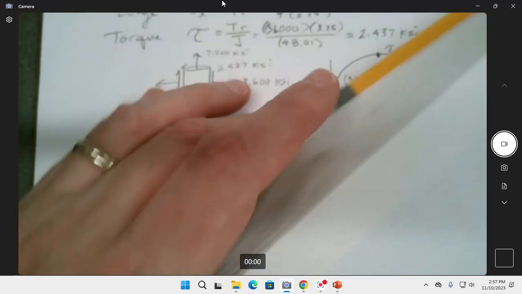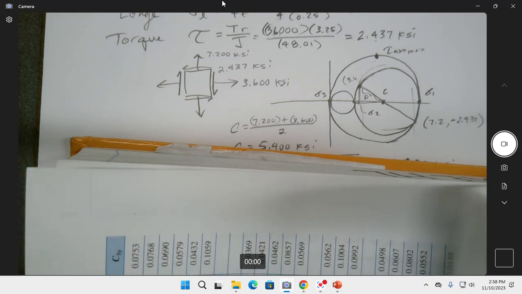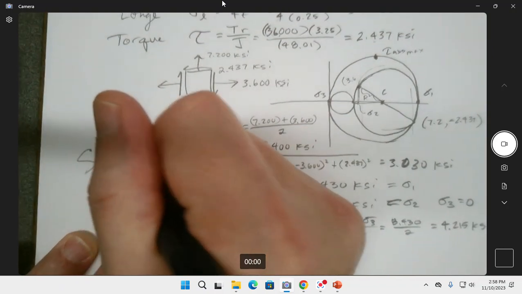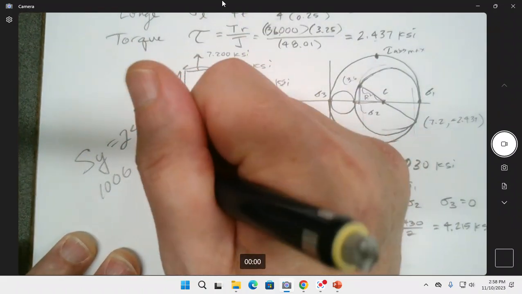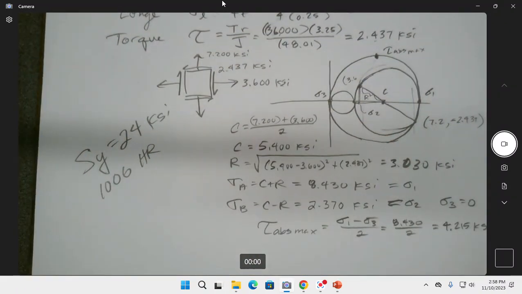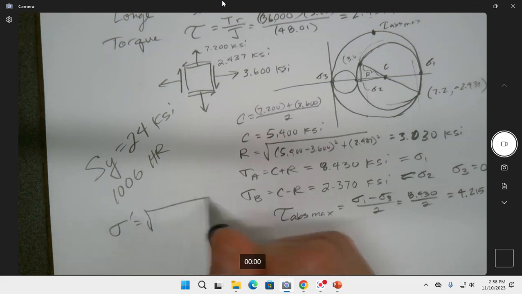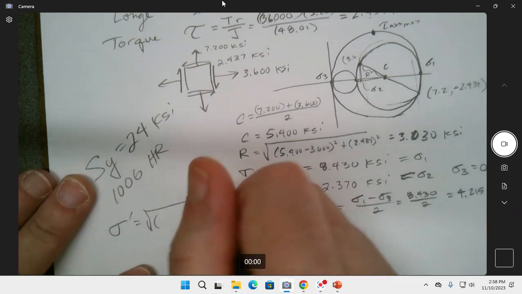But I was going to go for distortion energy theory. Distortion energy theory. Yeah. So I don't waste your time, let's go 24 KSI. So our yield strength is 24 KSI. And I think that was 1006 hot rolled. Yeah, 1006 hot rolled had 24 KSI. And I didn't do von Mises, so I forgot to do that. Yeah, here's a von Mises. So we have to do the bigger von Mises here.